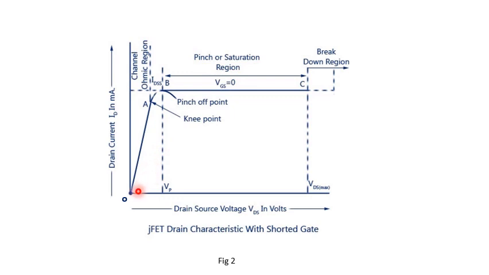Now, this curve, as we can see from this figure, is divided into different portions. From O to A, this region is called the ohmic region. From A to B, this is called curve AB. And B to C is called the pinch-off region or saturation region. And beyond point C, where the current becomes too heavy to handle, this is called the breakdown region. And this is the drain characteristic with shorted gate. It means that the gate is directly connected to the source.